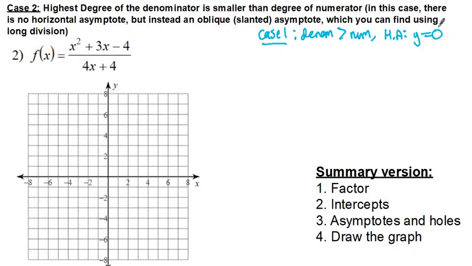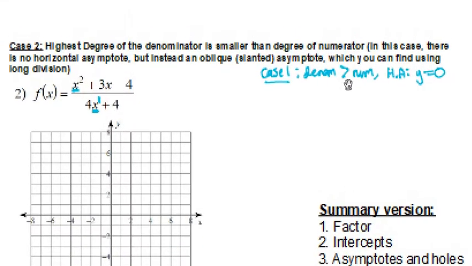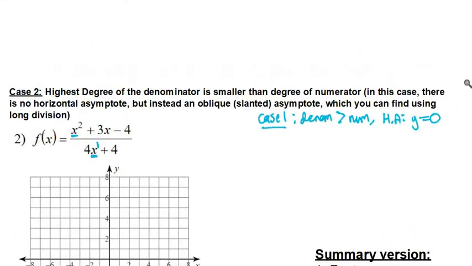Now we're about to do case 2. Case 2 is when the degree of the denominator is smaller than the degree of the numerator. You can see the largest degree down there is x to the first, and the largest one up here is x squared. In this case you actually won't get a horizontal asymptote. You'll get what's called an oblique asymptote, like a slanted line in many cases. It doesn't have to be a slanted line, but the ones that we'll consider will be. Here's why that happens.